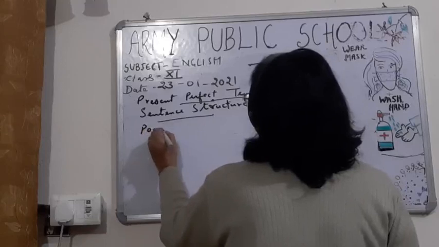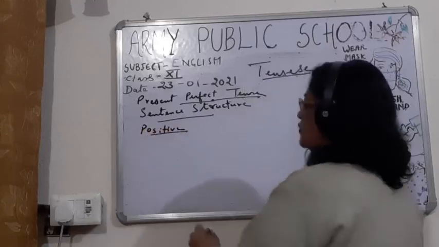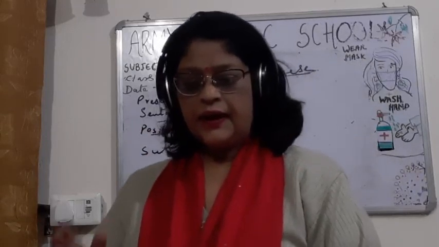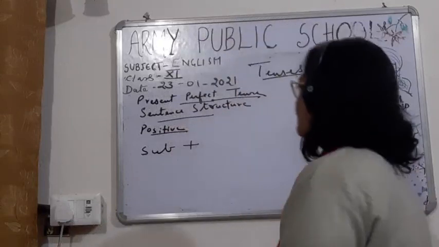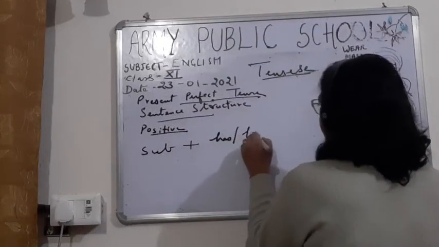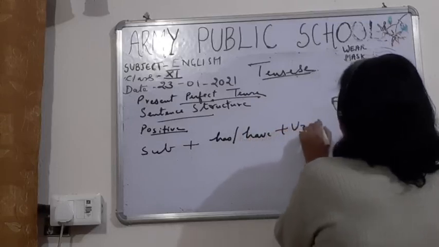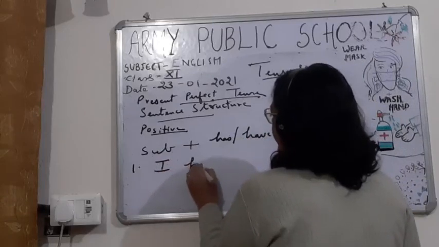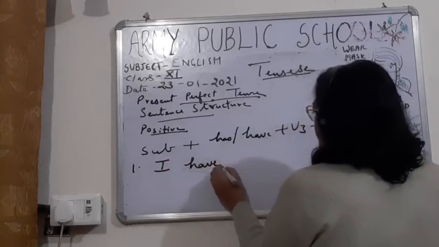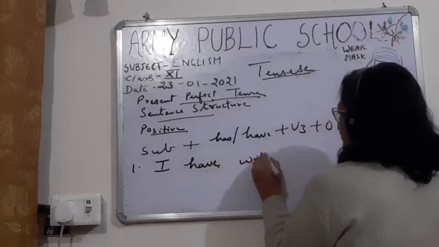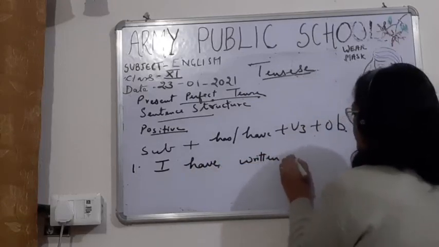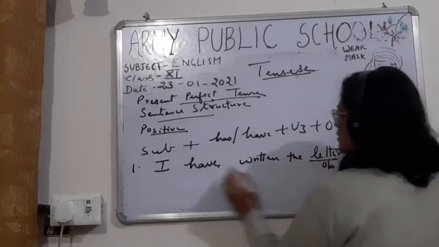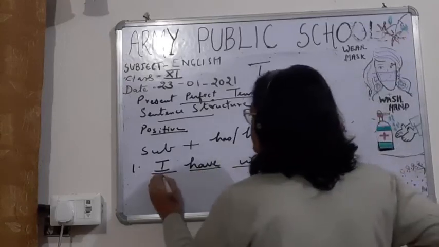Positive. Okay, so first is subject, has or have. Remember, has or have plus V3 plus object. For example, if the subject is I: I have written the letter. So children, here letter is an object, have plus V3, and this is the subject.